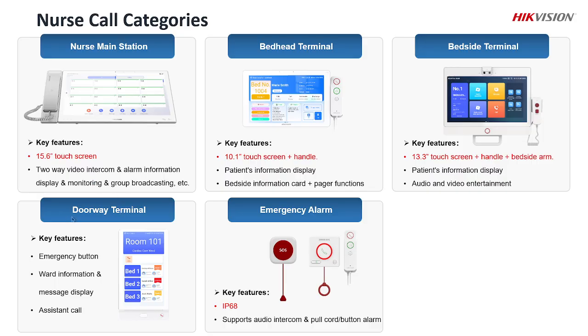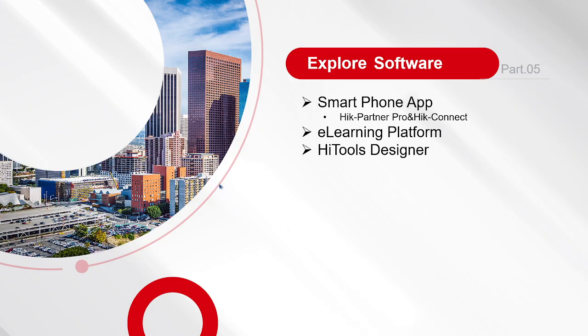Then we have the doorway terminal to introduce which bed, with information about the patient, which can again be designed based on what the customer in fact prefers. Then now we have the emergency alarm. So for emergency alarm, we're looking at the pull cord and SOS call button options.